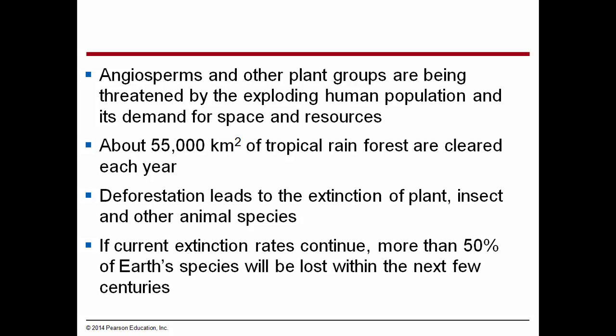Deforestation leads to the extinction of plant, insect, and other animal species. So if you eliminate plants, you're extinguishing plants, insects, and other animal species. It's all connected. If current extinction rates continue, more than 50% of Earth's species will be lost within the next few centuries.